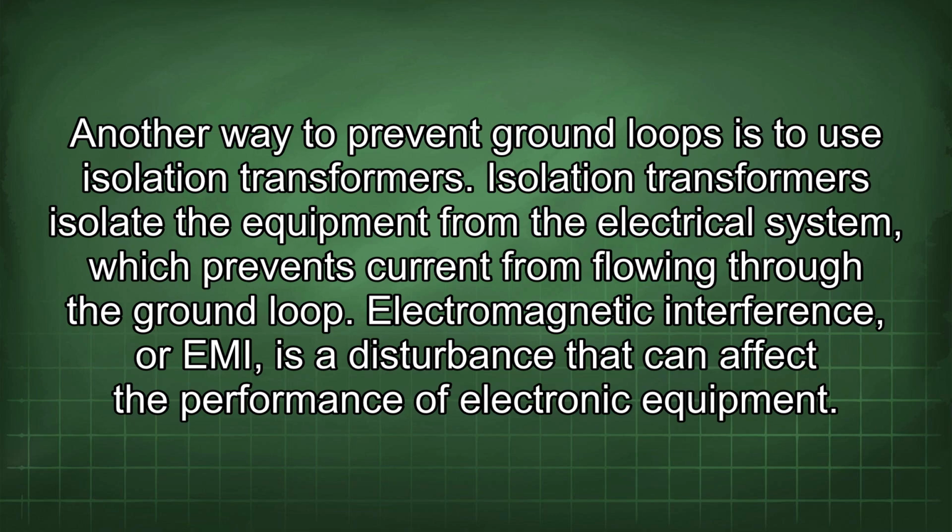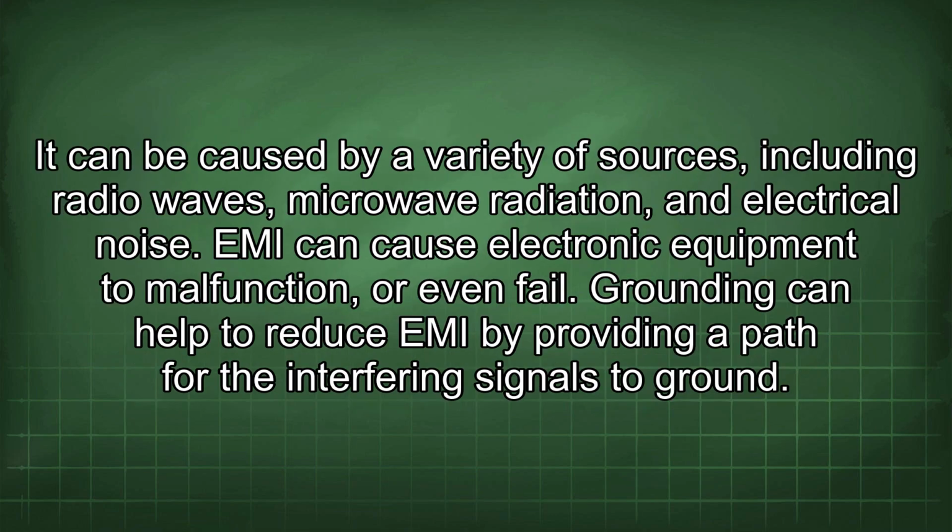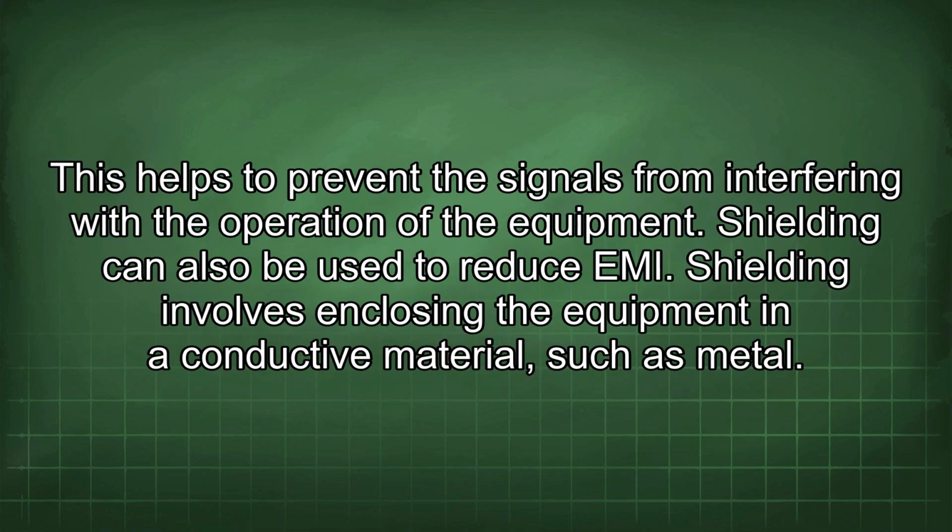Electromagnetic interference, or EMI, is a disturbance that can affect the performance of electronic equipment. It can be caused by a variety of sources, including radio waves, microwave radiation, and electrical noise. EMI can cause electronic equipment to malfunction or even fail. Grounding can help to reduce EMI by providing a path for the interfering signals to ground. This helps to prevent the signals from interfering with the operation of the equipment.